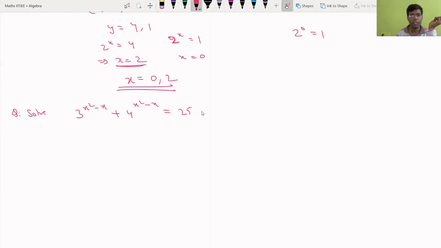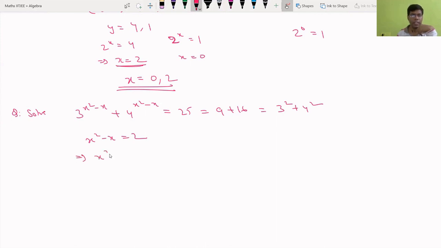One thing we can do here is this 25 can be written as 9 plus 16, which is nothing but 3 square plus 4 square. So when we have 3 power something plus 4 power the same thing is equal to some terms, then we can directly equate them. So then I can write x square minus x is equal to 2, because if x square minus x is 2, it will satisfy, and x square minus x is equal to 2, it will satisfy.